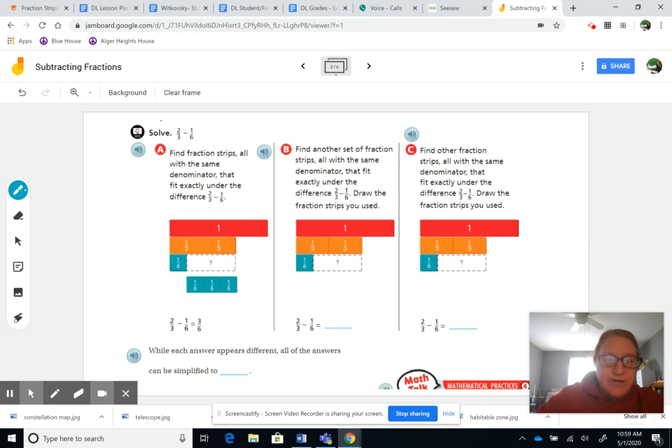They have the 3/6 right here. So 2/3 minus 1/6 is 3/6. Good. So now let's go back to that fraction set and see what else we can use, because 1/6 tiles are not the only tiles that will fit in there.